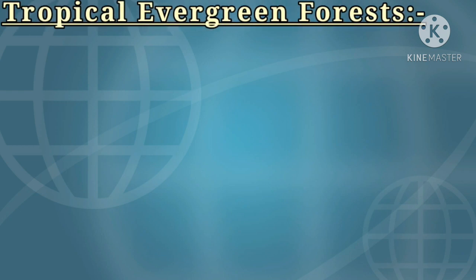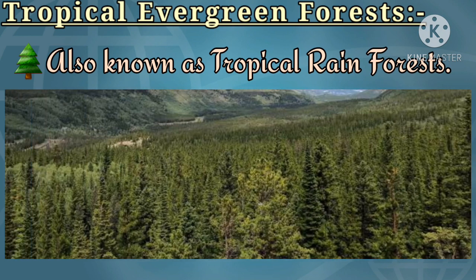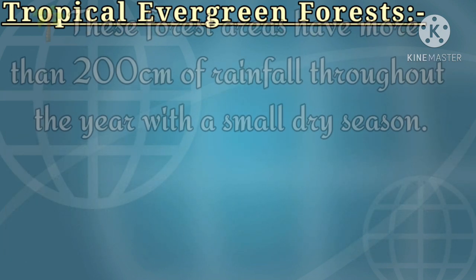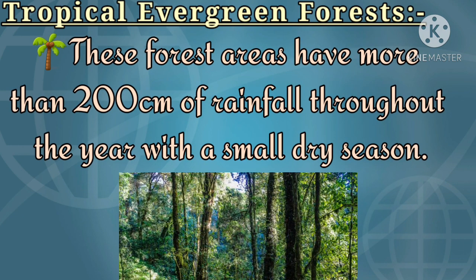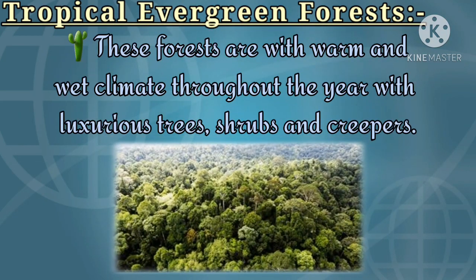Tropical evergreen forest, also known as tropical rainforests, because these forests are showered with heavy rainfall throughout the year. These forest areas have more than 200 centimeters of rainfall with a small dry season. These forests are with warm and wet climates throughout the year with luxuriant trees, shrubs and creepers.